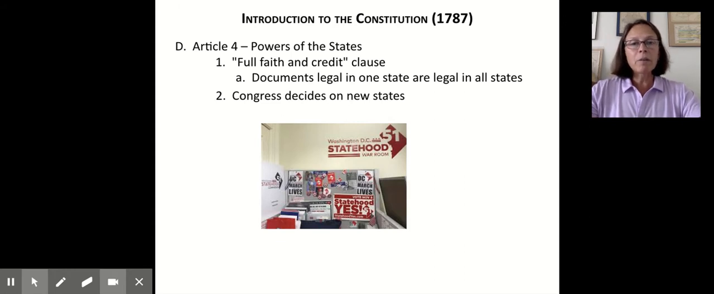The benefit of becoming a state for Washington, D.C. is they would have two voting members in the Senate, and they'd have a voting member in the House of Representatives. Right now, they just have a representative there that's able to attend committee meetings, but they have no vote.